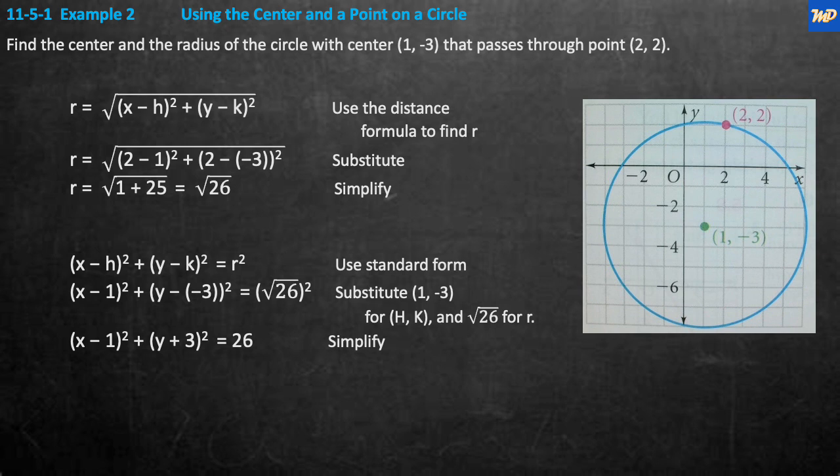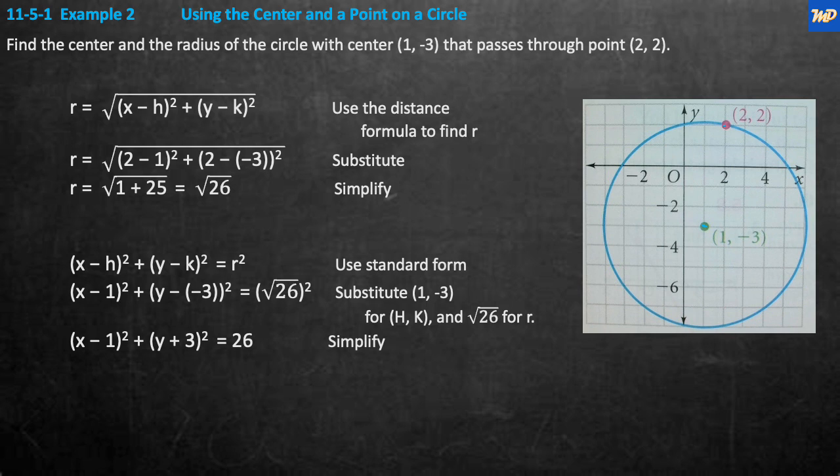And it passes through the point (2, 2). That means that (2, 2) is on the circle. You can see it in the diagram here, that (1, negative 3) is the center of the circle. We go over here, we go in positive 1, negative 3 to get to the center of the circle. And (2, 2) is on the circle. So once we fill those in, we're going to complete this problem.